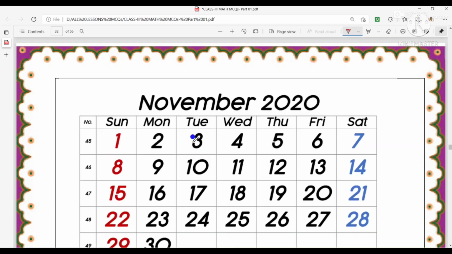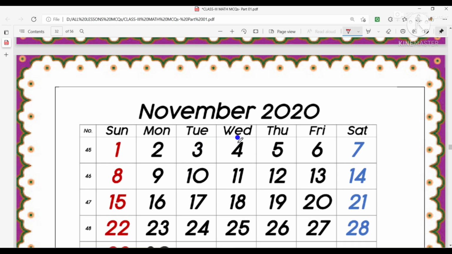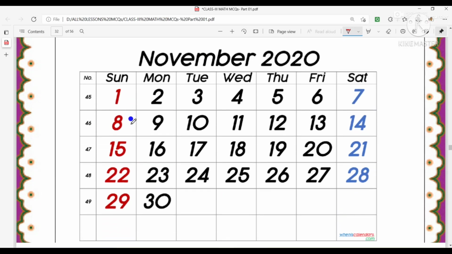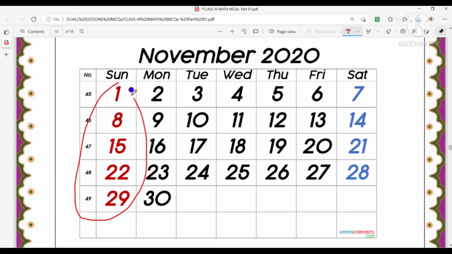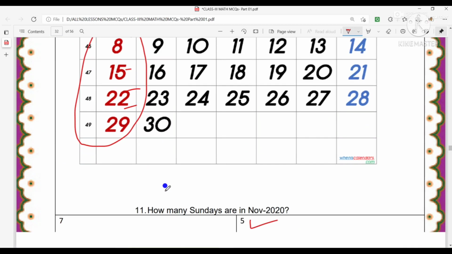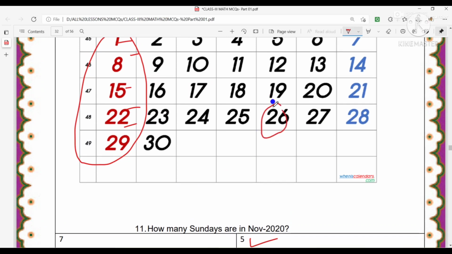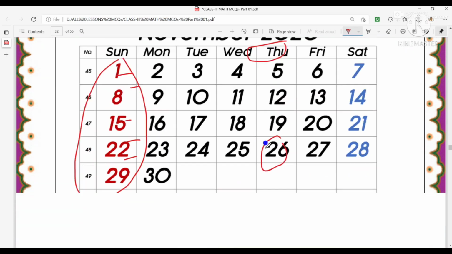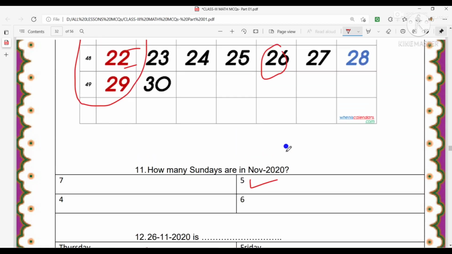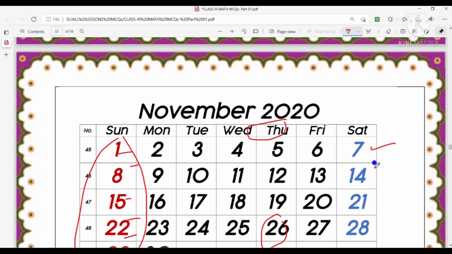Okay. Then this is the calendar of November month 2020. How many Sundays are in November? You can see the red color numbers 1, 2, 3, 4, 5. So 5 Sundays are there. 26th November 2020 is on Thursday, right? Then the second Saturday. This is first Saturday, this is second Saturday.